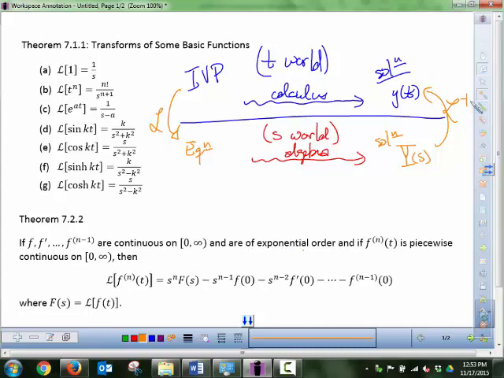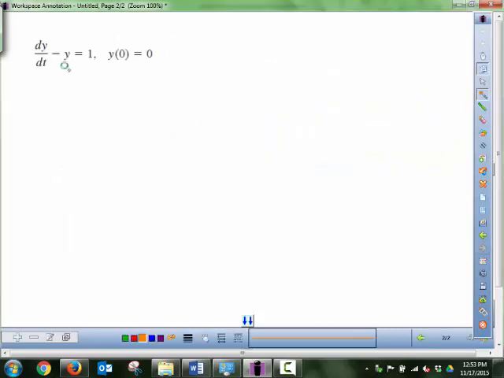So let's try to do a problem that we can do in calculus world, the T world. Here's a good problem to start with: dy/dt minus y is equal to 1. This is a first order differential equation, so we could solve it using first order techniques. But I think it's also separable. Is it separable? I think it's separable, yeah.